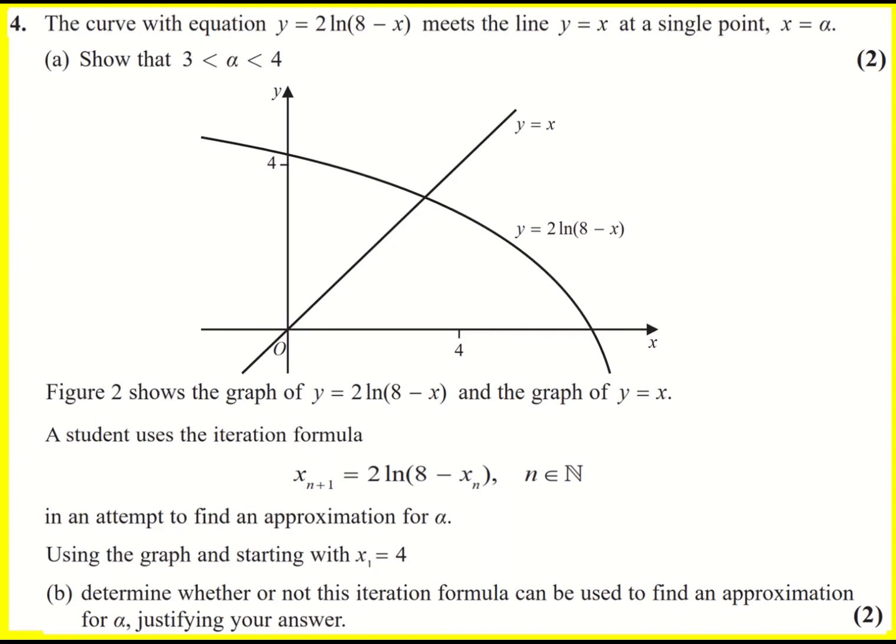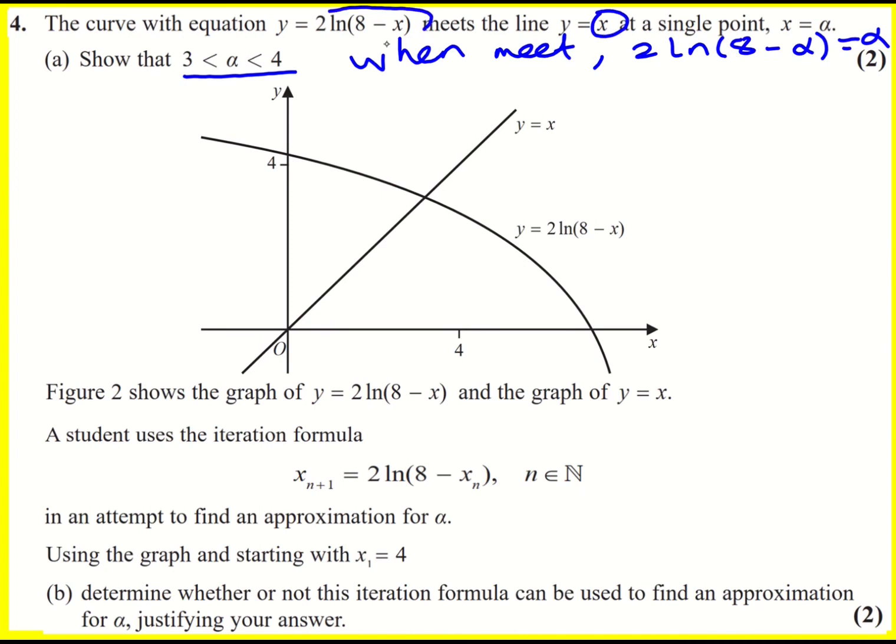The curve with equation y equals 2 ln(8 minus x) meets the line y equals x at a single point, x equals alpha. Show that this value is between 3 and 4. When they meet, the y values are going to be the same, and therefore we're going to get 2 ln(8 minus alpha) equals alpha. It's just when this equals this.